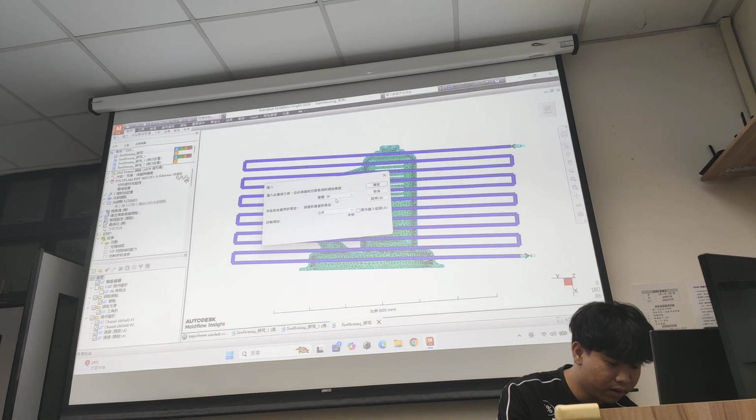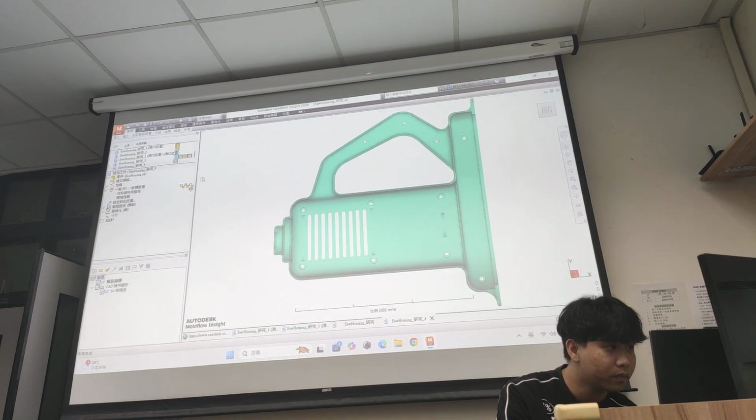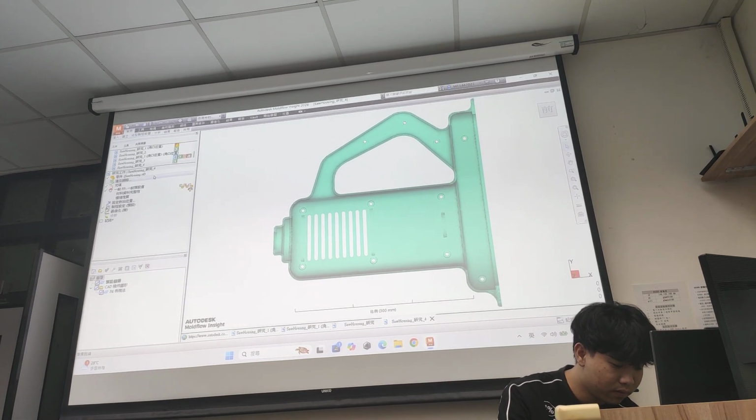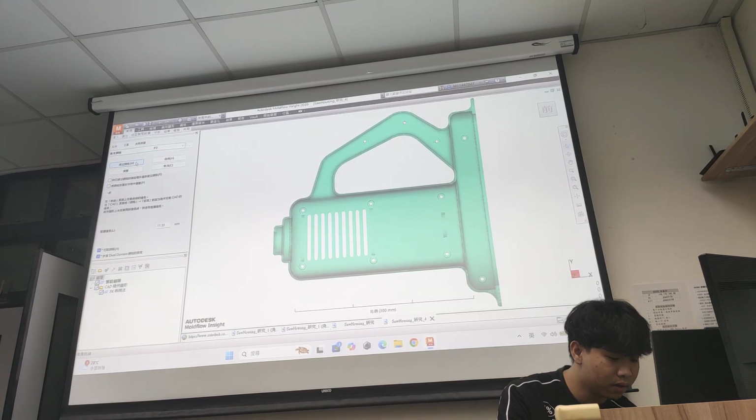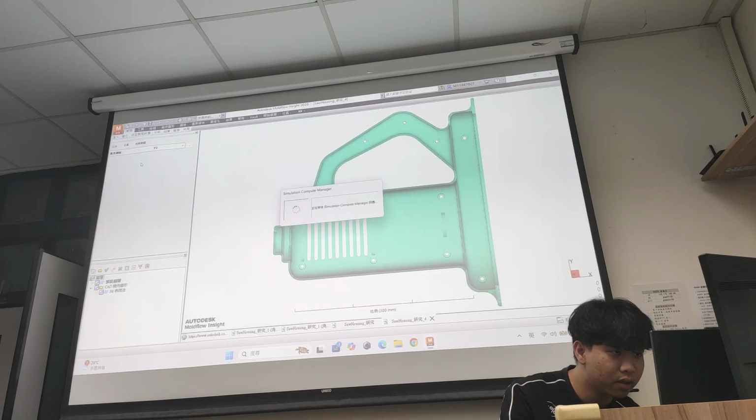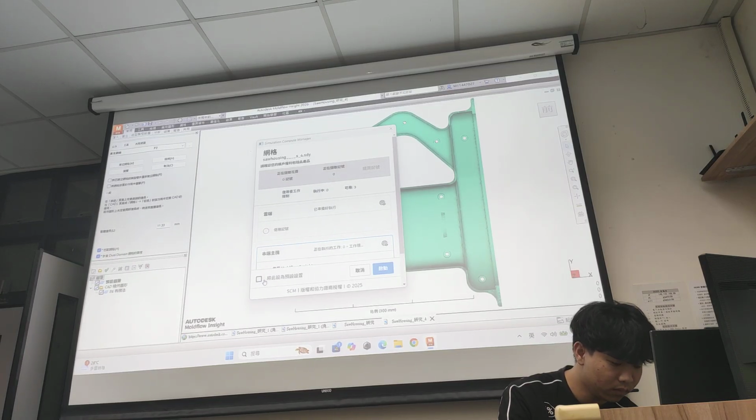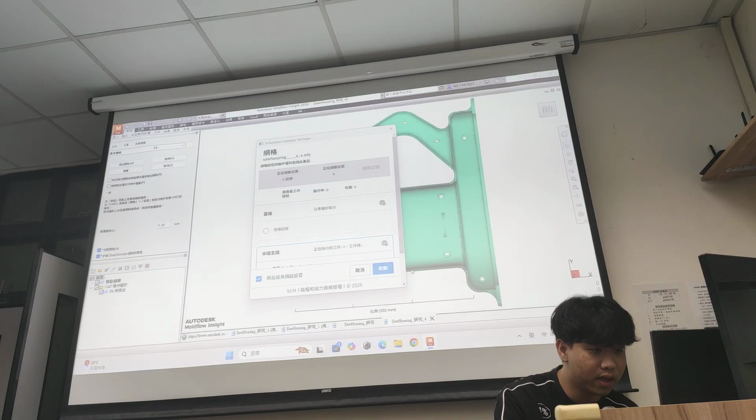Choose new domain in the analyze options. Click OK. Click Generate Mesh. Select default device and then start.